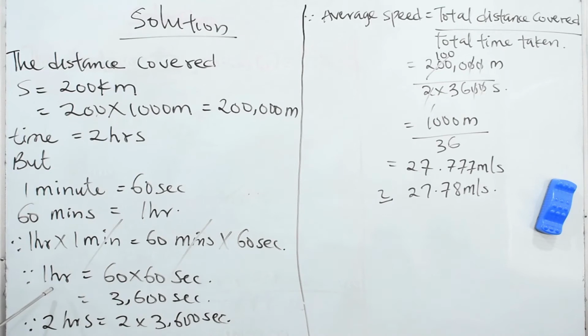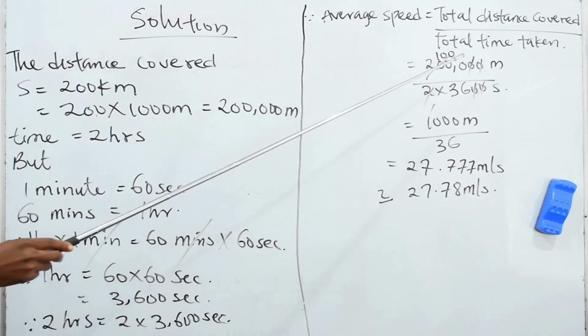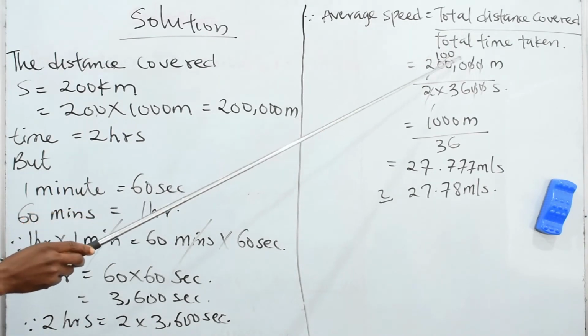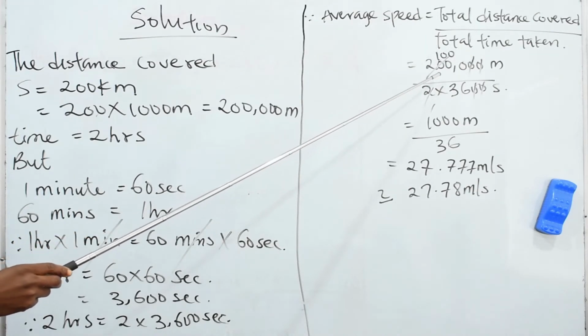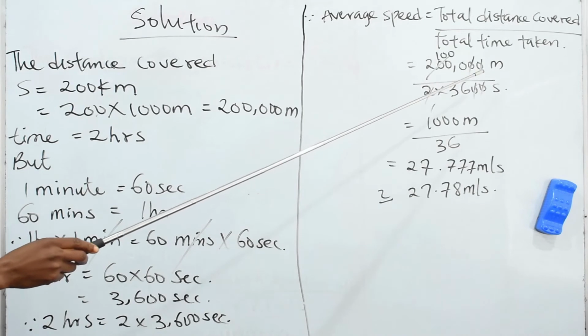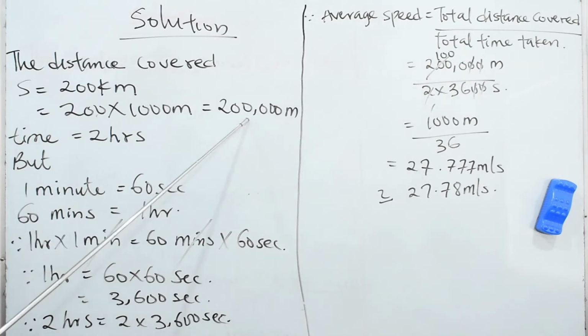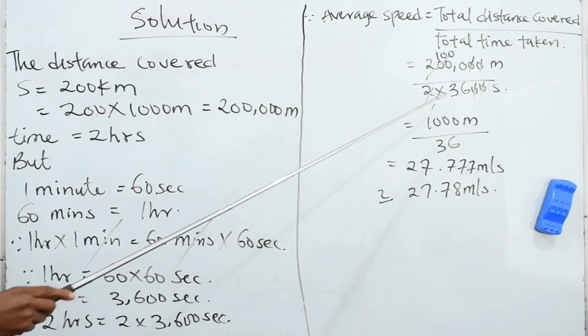So the value of 1 hour is 3,600 seconds. Now, 2 hours will be 2 times 3,600 seconds. For us to get the average speed, we take the total distance covered over the total time taken. The total distance covered is 200,000 meters, which is here. Now, the total time taken is 2 times 3,600, which is what we have here.